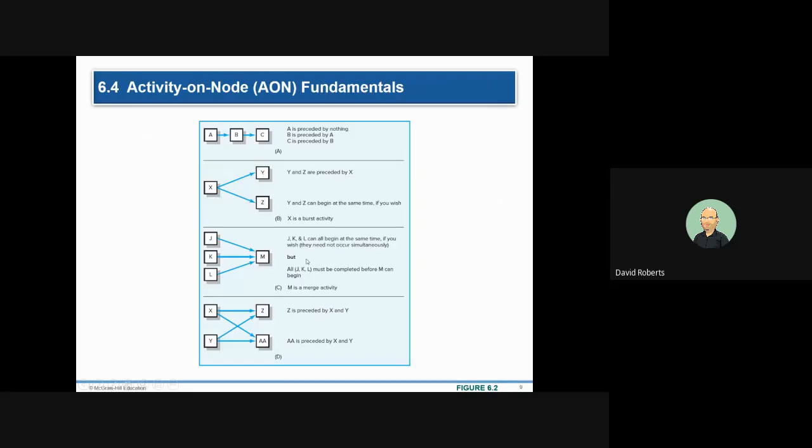So here's just some examples. The sequence is ABC. On the second one down, it's a burst because X splits off into Y and Z. J, K, and L in part C is a merge. And then in this particular case, in D, X splits into Z and AA, and Y splits into Z and AA. So Z cannot start until X and Y are completed, and AA cannot start until X and Y are completed. But Z has got nothing to do with AA.